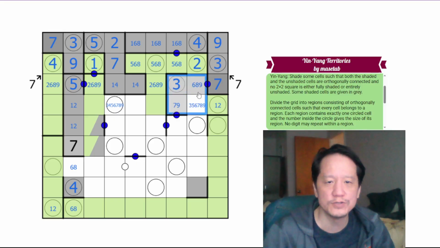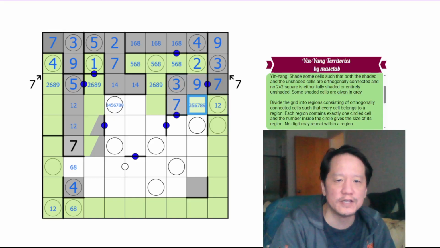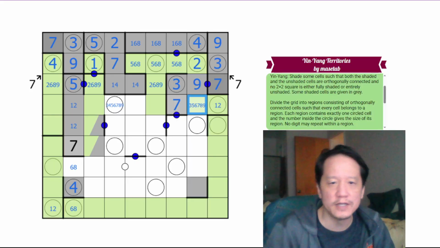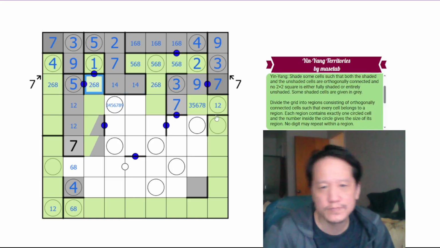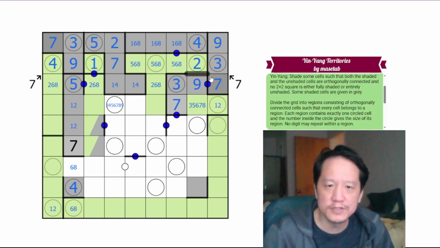This is a 2x2 square that's all shaded, so this cannot be shaded. It's unshaded. Therefore, this must be 3, 7, and 9 that way. So this is 3, 7, and 9, which eliminates 9 in the rest of the column and rows. So no 9s there. This is done as a region.